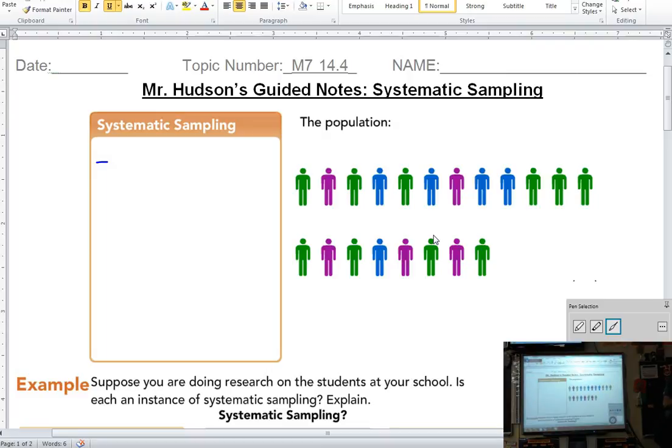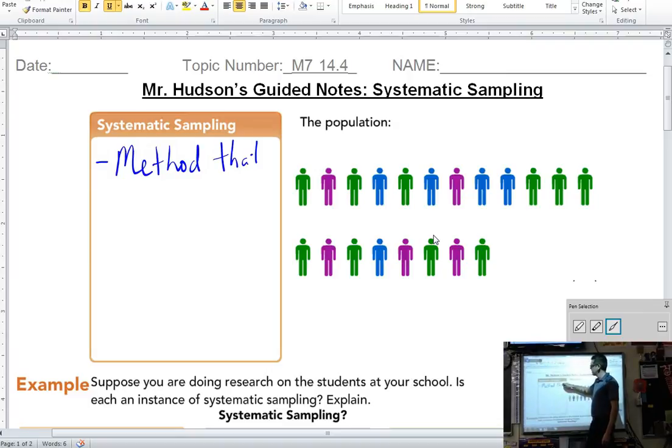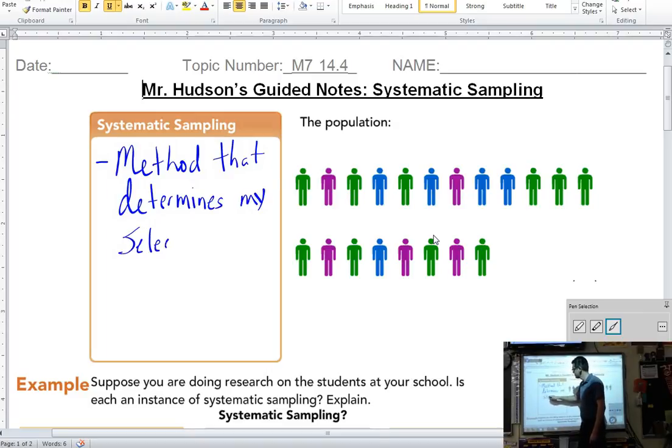A logically ordered way. You ordered things and you also chosen stuff. Okay, I've ordered, I've chosen. Ozzy, you have a system for doing stuff. There's a system, and really a synonym for system is there's a method that determines my selections. So a systematic sample is a method that determines who I choose.